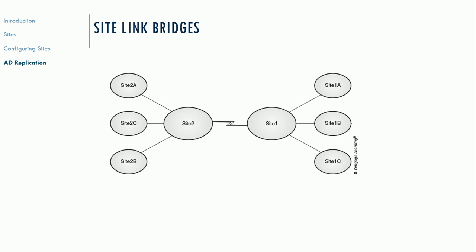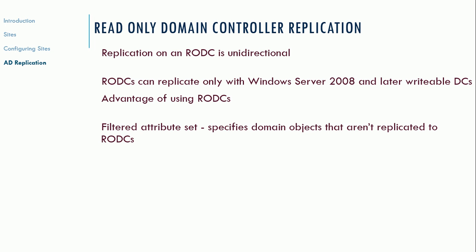For example, here's an example where we have two sites, and we can manually configure the replication through certain domain controllers at each of these sites. We can manually build this topology. We don't have to let Microsoft Windows KCC try to figure that out on its own, which may or may not be correct. So a read-only domain controller is basically a domain controller that receives updates but never sends updates.